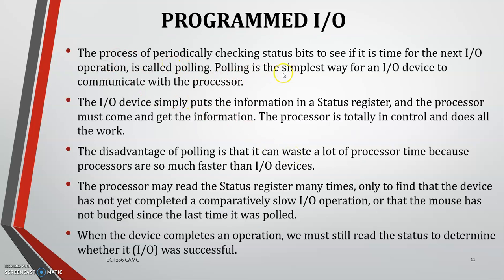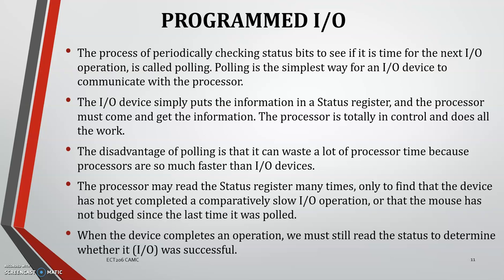The processor periodically checks the status bit to see if it is time for the next input-output operation. It's called polling. Polling is the simplest way for an IO device to communicate with the processor. The IO device simply puts the information in the status register, and the processor must come and get the information. The processor is totally in control and does all the work.